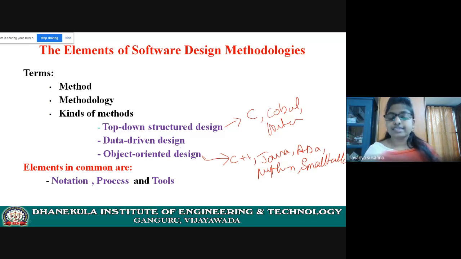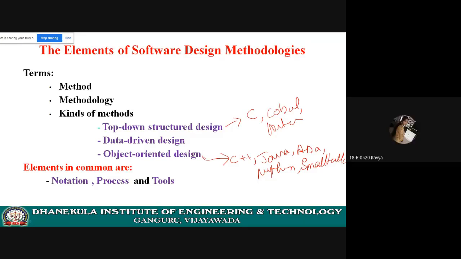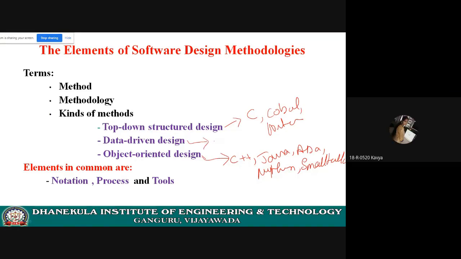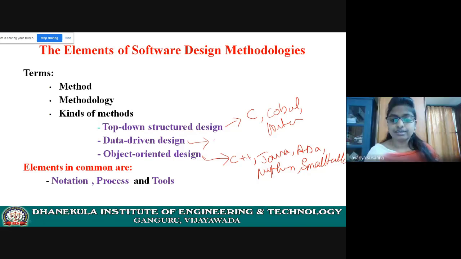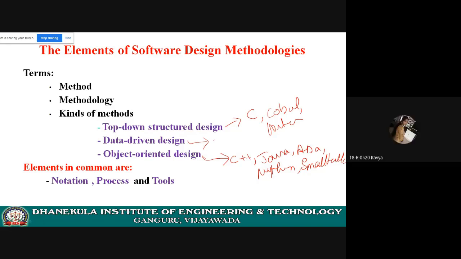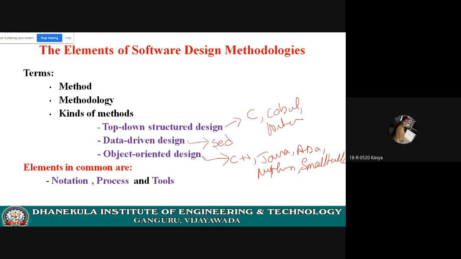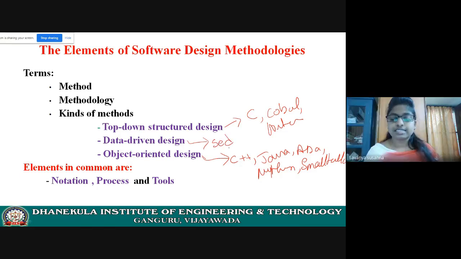Okay. Next, roll number 20. What are the languages that will follow data-driven design? Text processing languages. Like? SED, ma'am. What is meant by SED? Stream editor, ma'am. Yes, stream editor. Okay, next one.